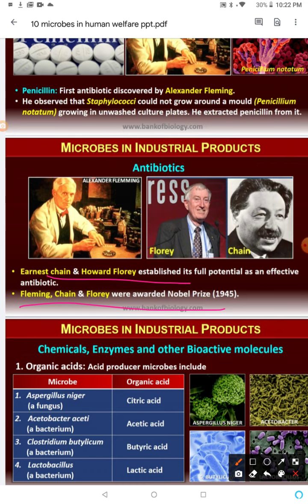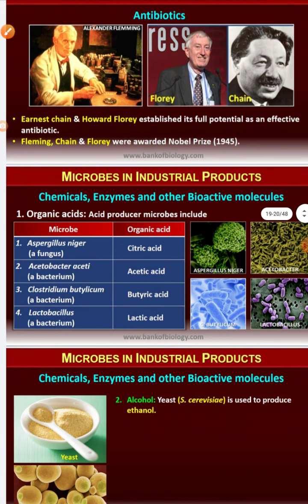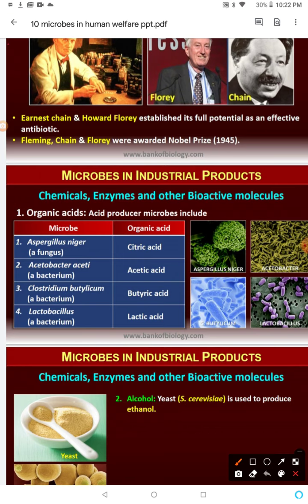Now microbes in various industrial products is given here. The microbe Aspergillus niger, it is a fungus which is used to produce organic acid, Acetobacter aceti for acetic acid, Clostridium butylicum for butyric acid, Lactobacillus for lactic acid. So these four acids are produced by different types of microbes.